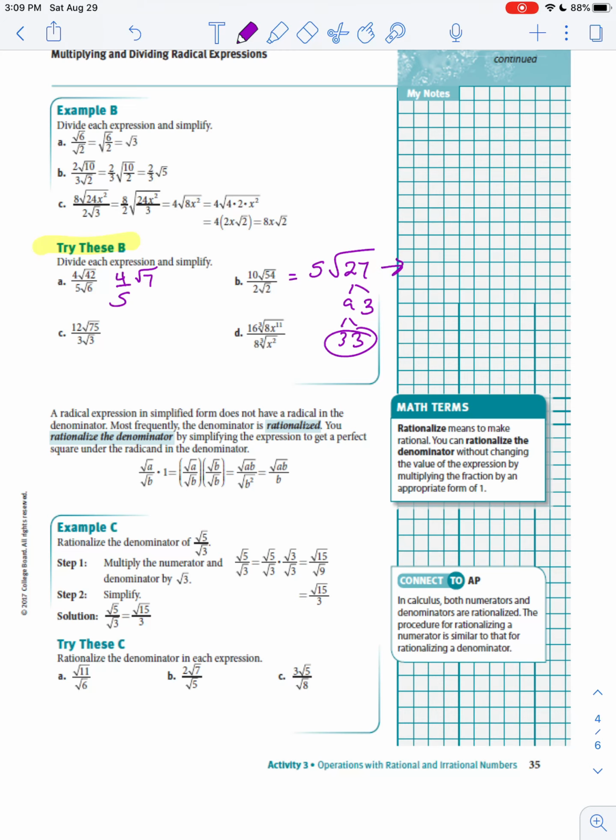So I want to do 3 times the 5 that's already out there. And then we're going to have a 3 left inside. So 15 times the root of 3. That would be our final answer for part B.